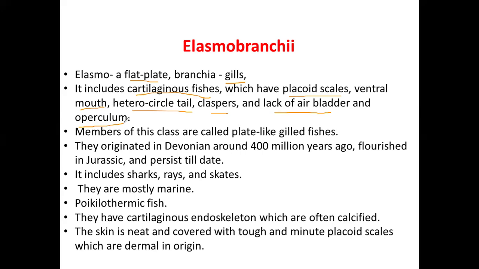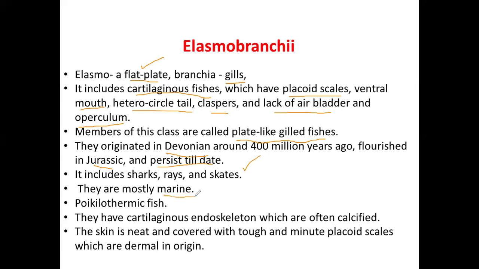And the members of this class are the plate-like gilled fishes. Flat plate, and Elasmobranch in the same way: plate-like gills, and these fishes come under the subclass Elasmobranchii. This group originated in the Devonian period, and their numbers flourished and increased in the Jurassic period, and they are still there to date. All the sharks, skates, and rays are included under Elasmobranchii.